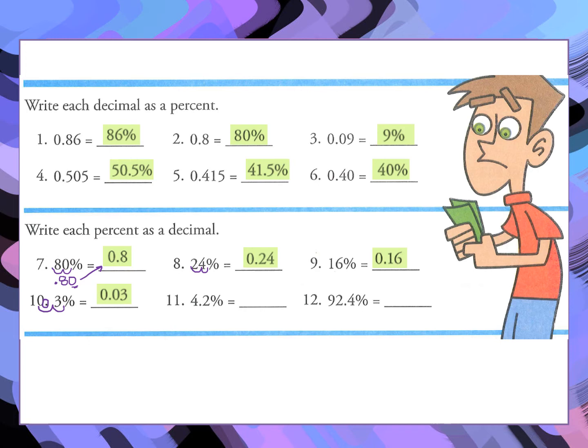For question number 11, again, we need to move the decimal over 2 places to the left, 1, 2, and add a 0 as a placeholder. So you should have gotten 42 thousandths. For question 12, you should have gotten 924 thousandths after you move the decimal place over 2 places to the left.